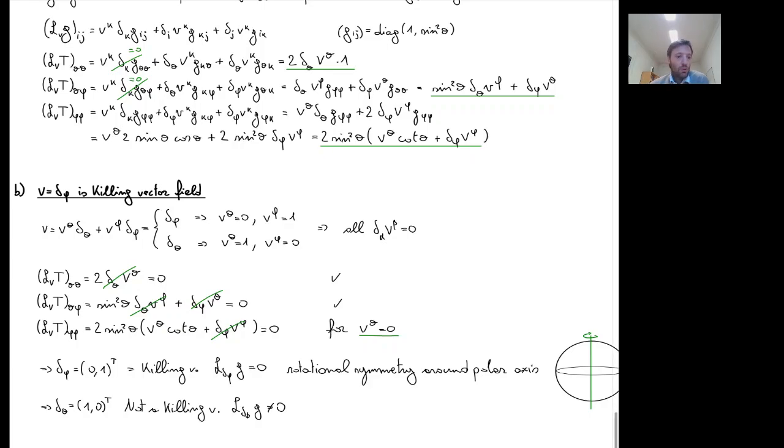Okay, so what do we do? Well, let's recall what a vector is. A vector can be expressed in terms of a linear combination of coefficients and the bases. In this case, we have two bases, the theta and the phi, and these are going to be the two coefficients that we can possibly have. And the question is, the phi and the theta, are these two guys Killing vectors?